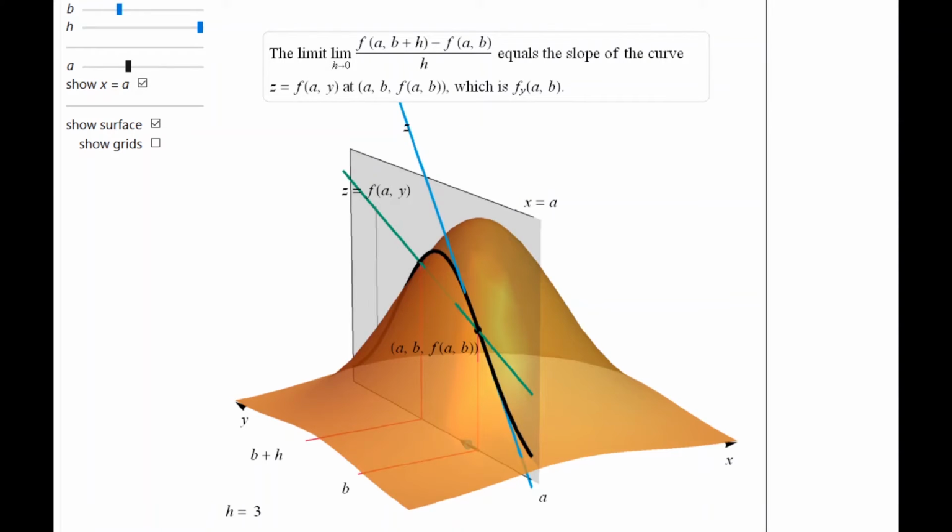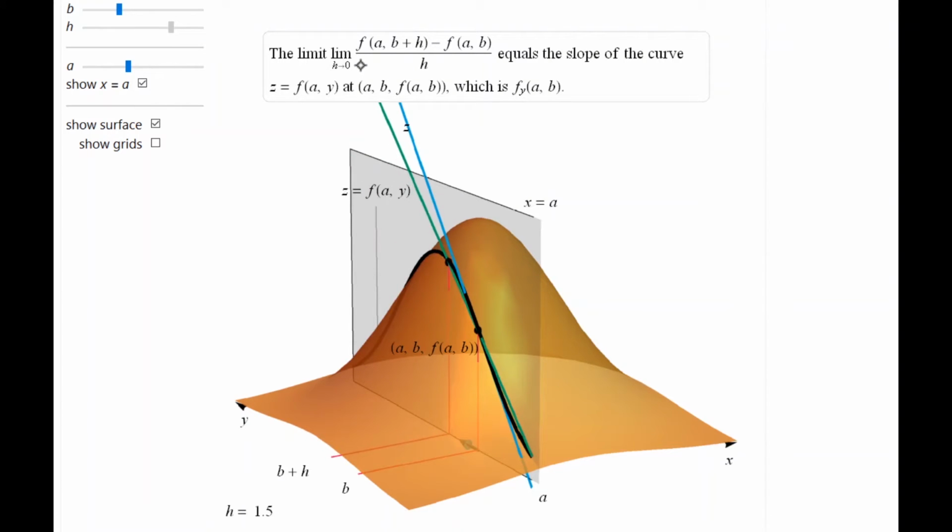And green is the secant line. Let's see what happens when h is reduced down to 0. The green line meets the blue line, which is tangent to the graph. But tangent how? Tangent along the y-axis. So it's tangent to that curve that you get, which is black. It's composed of the intersection of the x equals a plane and the graph of the function in orange there. So you're getting the slope along the y-axis when you take the partial derivative with respect to y.